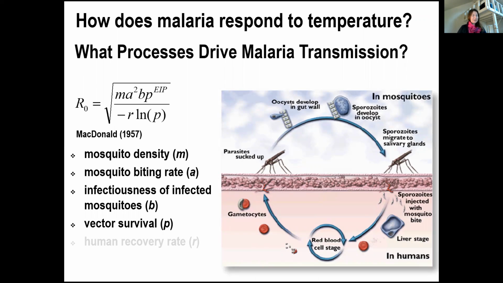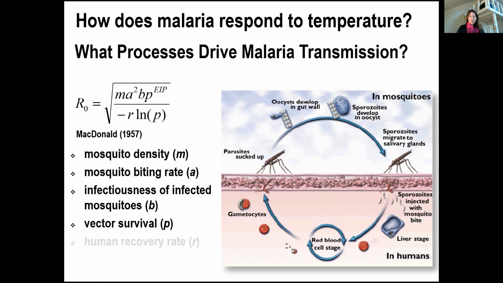So scaling this all the way back to some biology, we started out about a decade ago asking this question of how does malaria respond to temperature with the eye of how climate change will impact malaria transmission. And so we start with what are the processes driving malaria transmission? Here we have the malaria transmission cycle. And what we can see is the mosquitoes sucking up the parasites from an infected human, those parasites developing in the mosquito and migrating to the salivary glands, ready to transmit to the next human they bite.